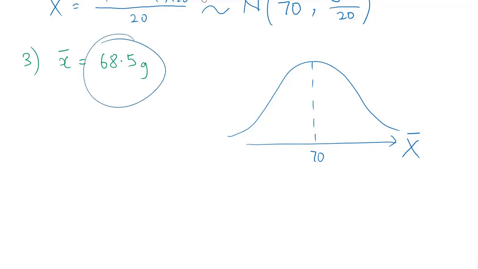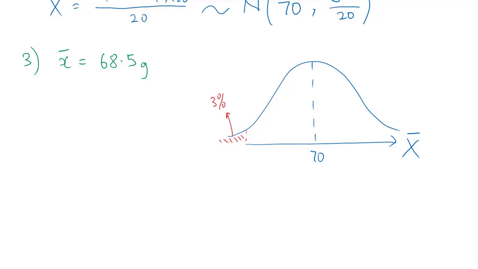68.5, which is this value here, we know that it is somewhere on the left hand side. For now I'm not going to plot 68.5 first. I will mark out my critical region first. This is your 3% significance level, so this is your 3%. This is your critical region.